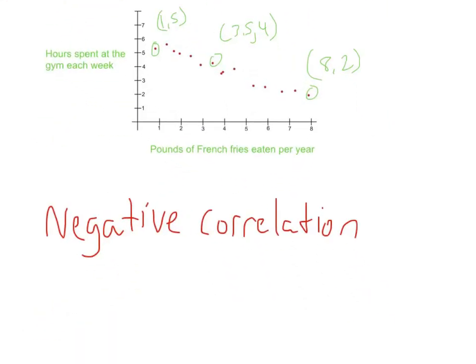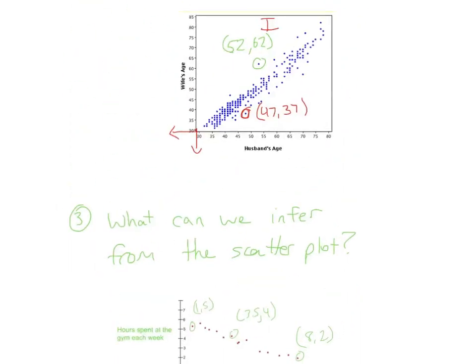It also means, what we can infer, is that people who eat less french fries, like this group over here, tend to spend more hours at the gym each week. People over here who eat more pounds of french fries per year tend to spend less time at the gym per week. So if this is negative correlation, what do you think this is up here?